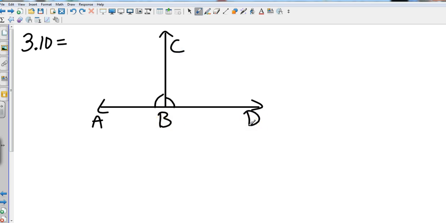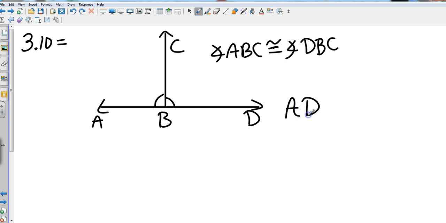In this case, if ABC and DBC form a linear pair and they are both congruent, as the little arcs say, so angle ABC is congruent to angle DBC, then that means that AD is perpendicular to BC. They intersect to form a 90-degree angle. And that's theorem 3.10, the linear pair perpendicular theorem.